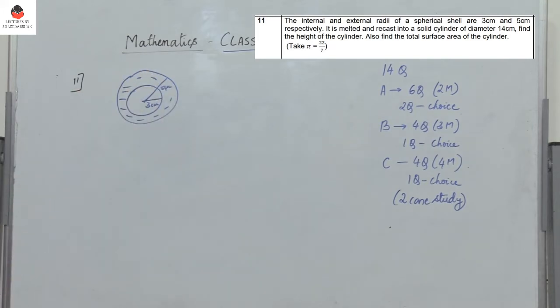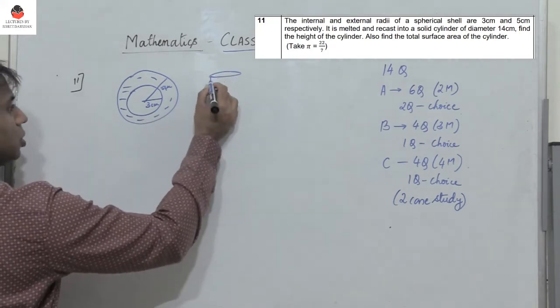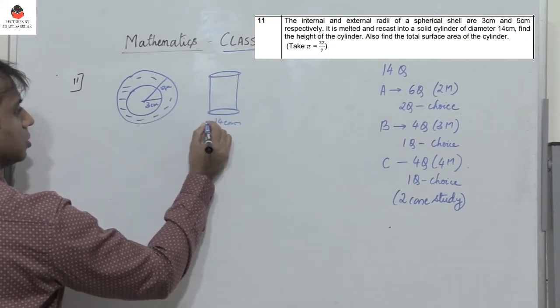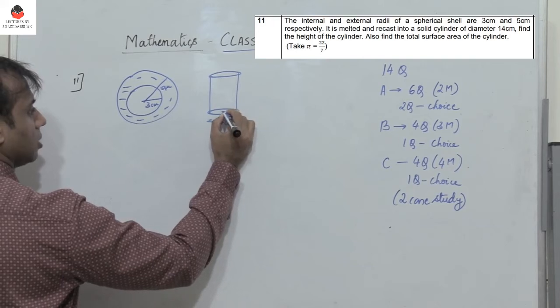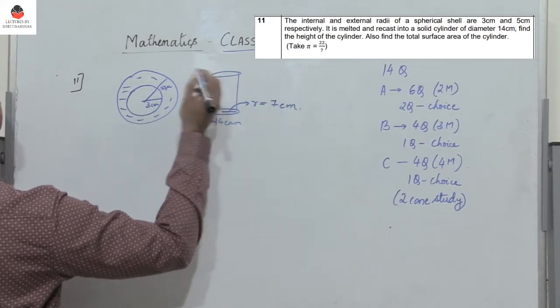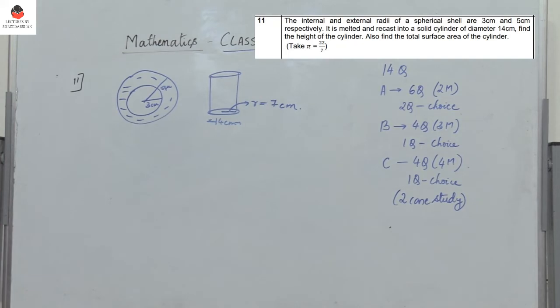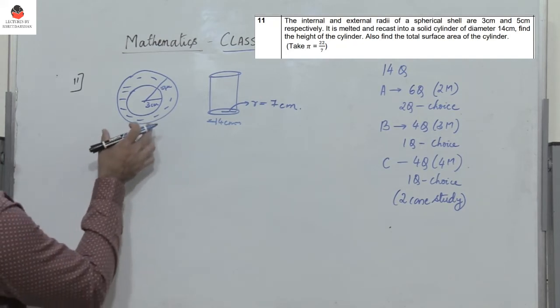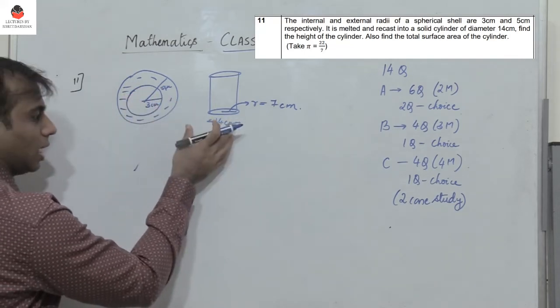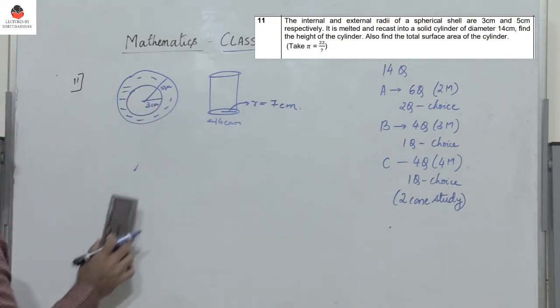It is melted and recast into a solid cylinder of diameter 14 centimeters. So you have a solid cylinder. The radius R will be 14 by 2, which is 7 centimeters. So we need to find the height of the cylinder. To find the height of the cylinder, we have to equate the volume.